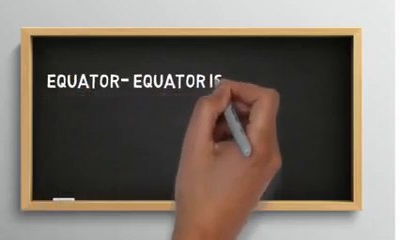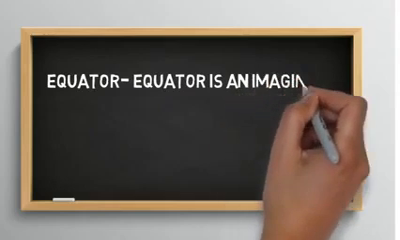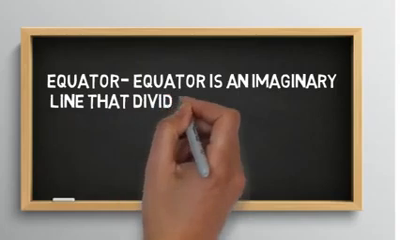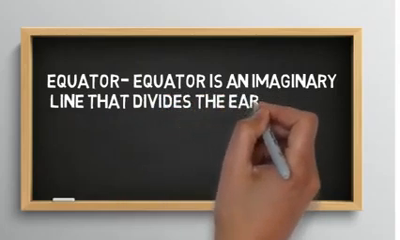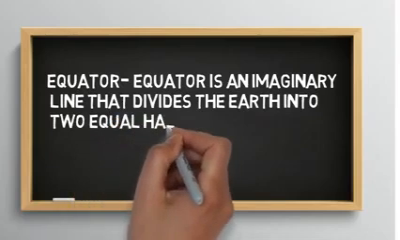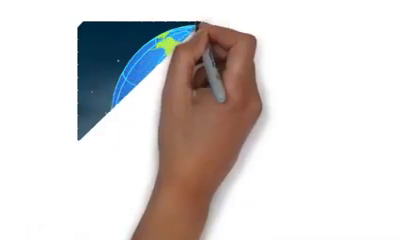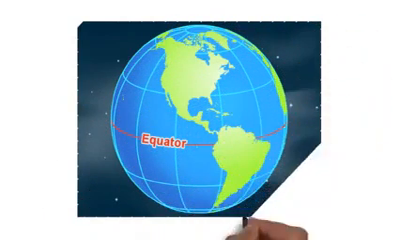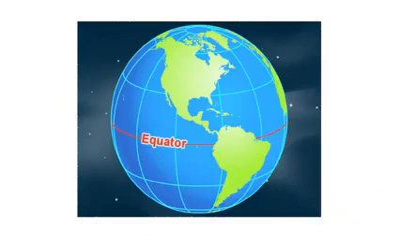Equator. Equator is an imaginary line that divides the earth into two equal halves. Children, remember it is only an imaginary line. In the image you can see that the red line, equator, is dividing the earth into two equal halves.